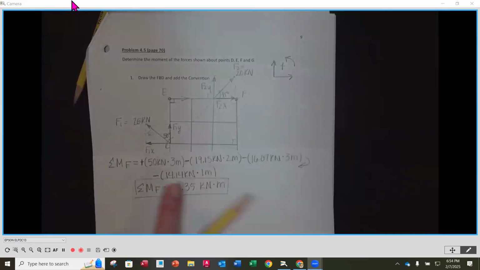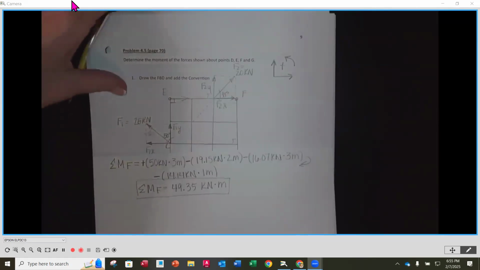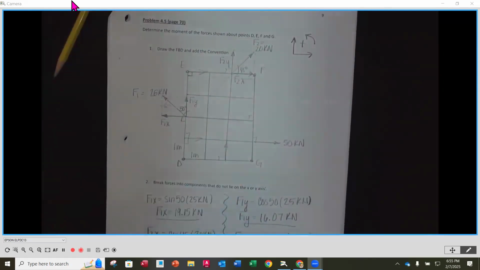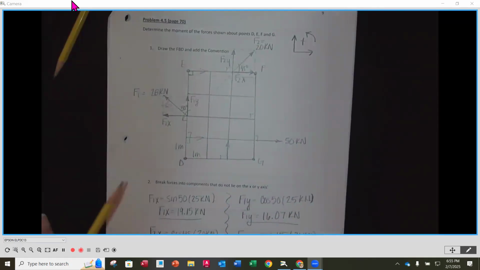All right. So if you add and subtract here, you should get the moments around F are going to be 49.35 kilonewton meters. And it looks like we got a confirmation of a couple people. So we've got one more point to sum around. So go ahead and sum your moments around G, and I'll kind of hold back again, and then we can compare. Okay. So G down here. See what you get.